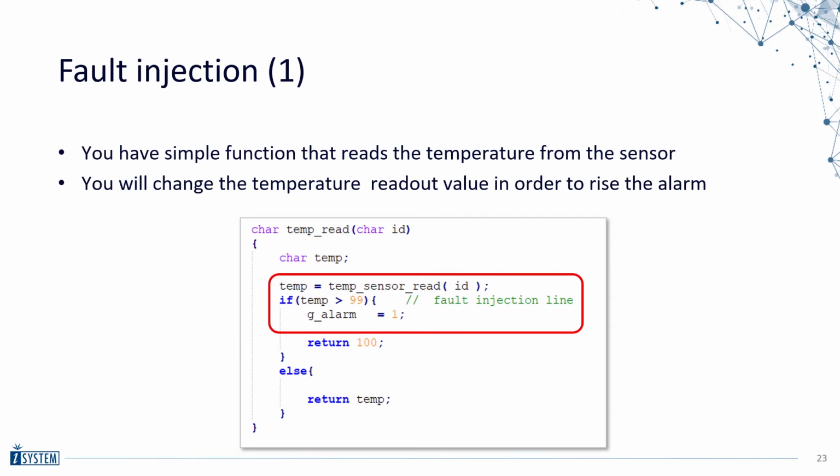I will use execution and breakpoint controller for creating a fault injection script for the function tempRead. This function calls sensor read for getting the temperature from an engine. If the temperature readout from the sensor is too high, an alarm is raised by setting a gAlarm variable. Fault injection script will change the temperature readout from the sensor in order to raise the alarm.